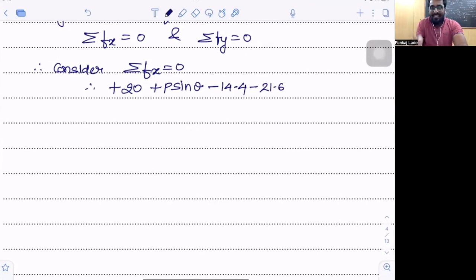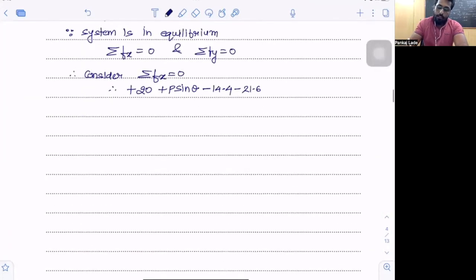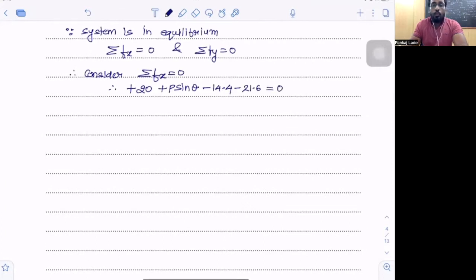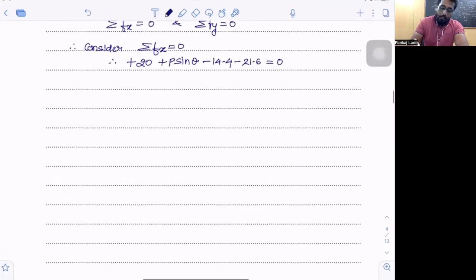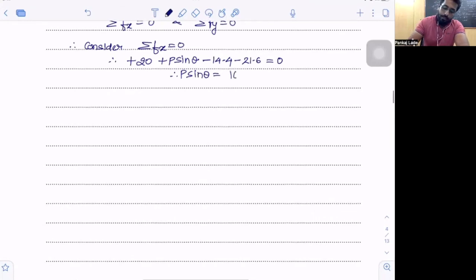And all this is equal to what? Sum of all this is equal to 0. So students, can you simplify this entire equation for the value of P sine theta? So I'm going to get P sine theta from here. That's equal to what? So 21.6 plus 14.4, okay, and minus 20. That gives me 16. So P sine theta has come 16. I can call this as equation 1. I'm going to call it as equation 1.